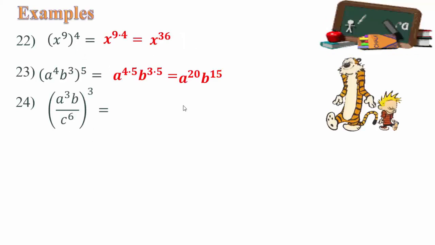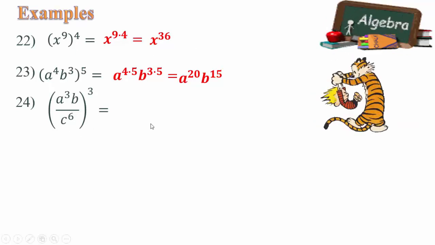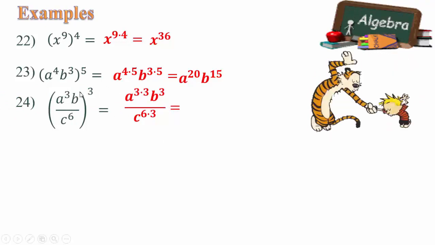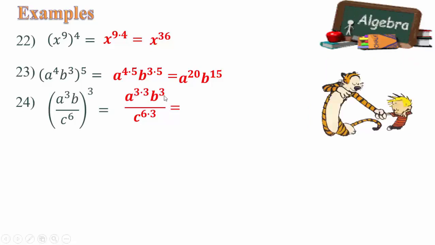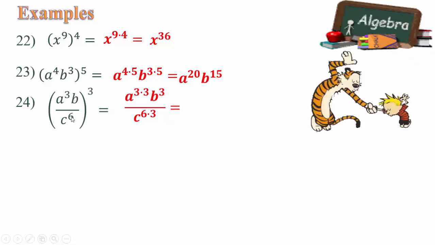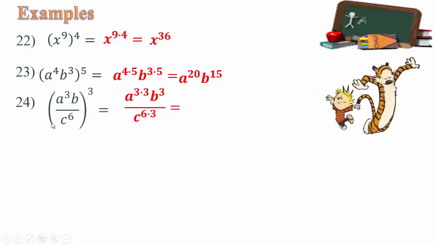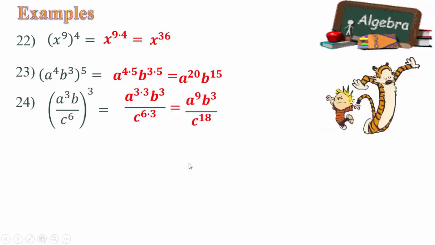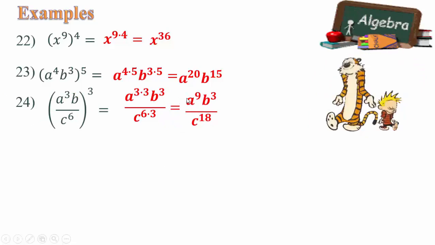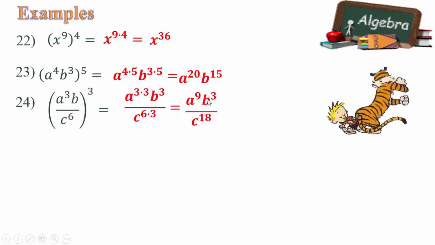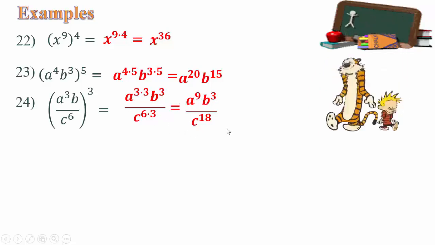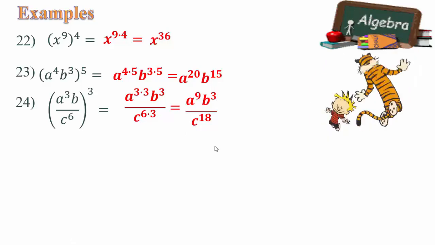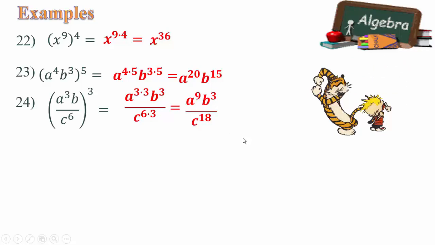In reviewing 24, based on what we did on the whiteboard, here we have, as you see, I brought this 3 inside the brackets into everything, both the A, B, and the C, because all of those are inside the bracket that is brought to the third power. And then I did what I usually do. Here I have 3 times 3 is 9, 1 times 3 is 3, 6 times 3 is 18, and there's nothing else I can do, so I'm finished simplifying that particular example.